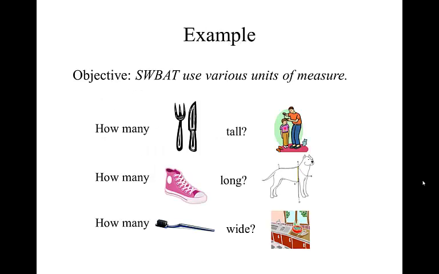Here's an example. The objective is for students to be able to use various units of measure. So students will choose a measure such as a fork, a shoe, a toothbrush, or anything else they have in their home to measure rooms, people, or whatever else they have, and to compare the measurements that they made with the measurements that their family member makes.